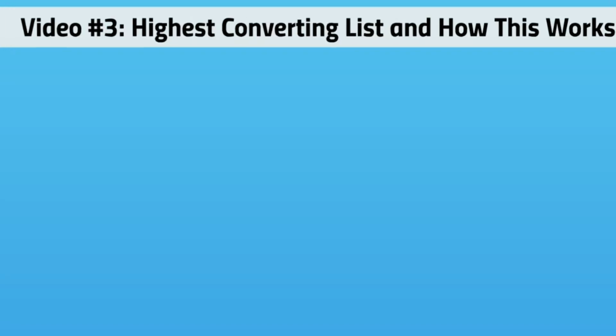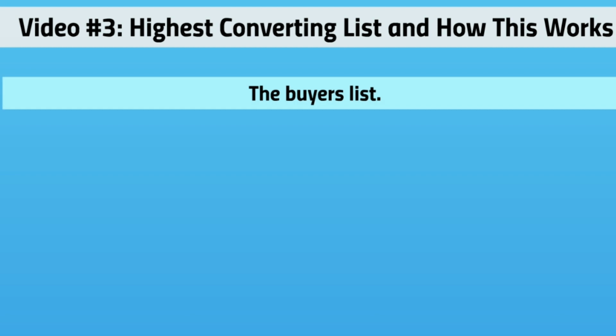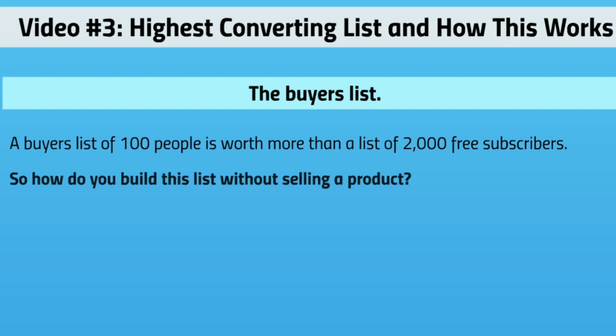Okay, so welcome back. This is video number 3, and we're going to talk about the highest converting list and how it works. We talked about in the previous video that this is the buyer's list. A list of 100 people is worth way more than a list of 2,000 free subscribers. Think about it, because these are people who actually know you. They have purchased a product, somebody else's product, but they still know you and they have seen you on the thank you page. Now, I'm going to talk more about the formula and how it works in just a minute, so you'll be able to see everything in a bird's eye view.